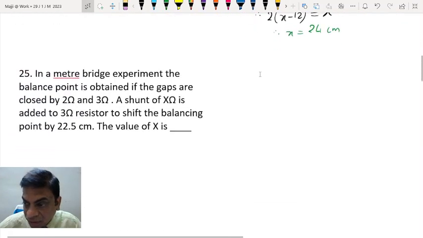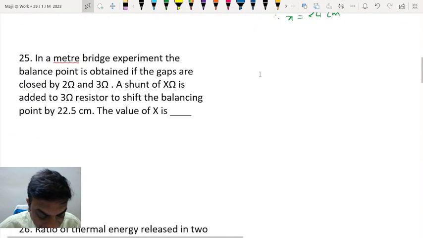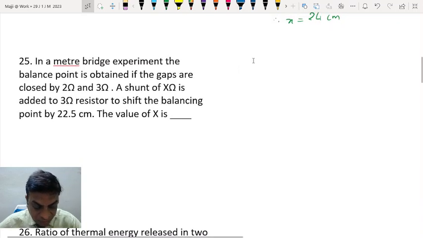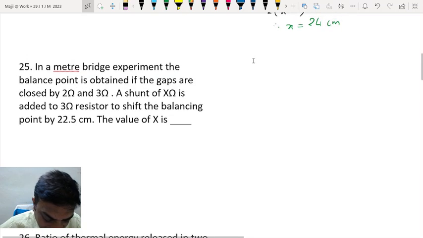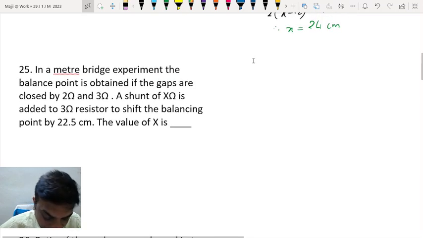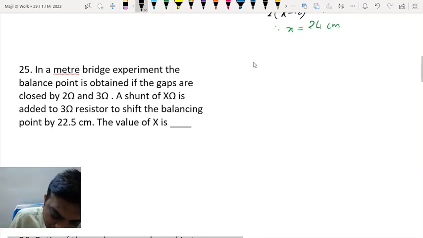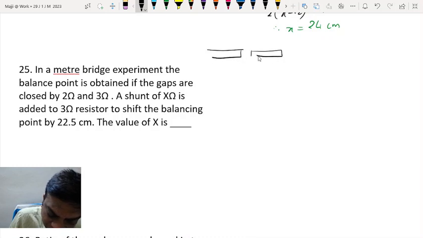Then moving on to the next question. In a meter bridge experiment, the balance point is obtained if the gaps are closed by 2 ohm and 3 ohm. A shunt of X ohm is added to the 3 ohm resistor to shift the balance point by 22.5 cm. The value of X is. So this again is a simple question, students. I'll roughly draw the meter bridge. So this is how the meter bridge looks.